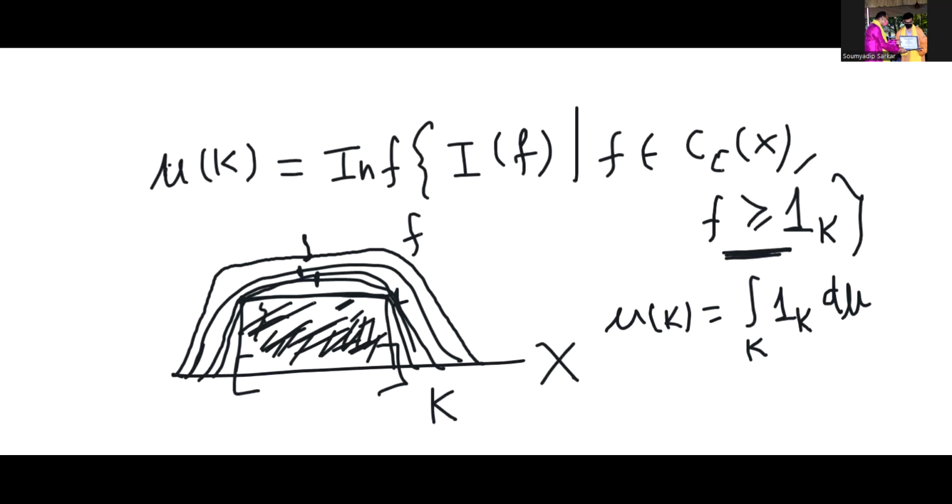So this is the full statement of the Riesz representation theorem. Let me show you the statement from the book of Folland. I mean, the neat and clean statement in one shot. So let me just show you that.